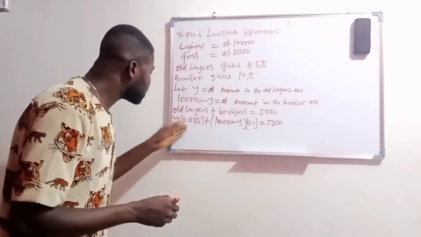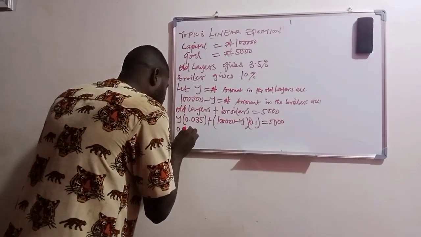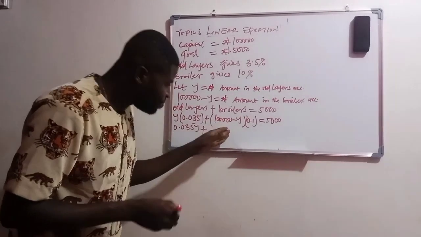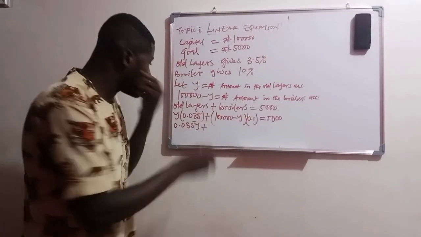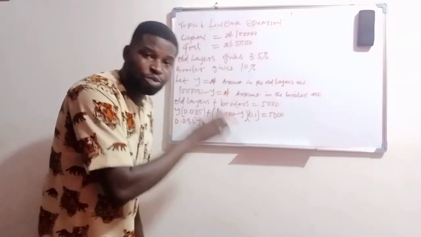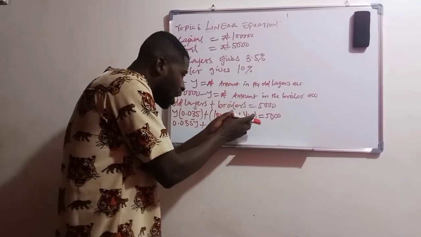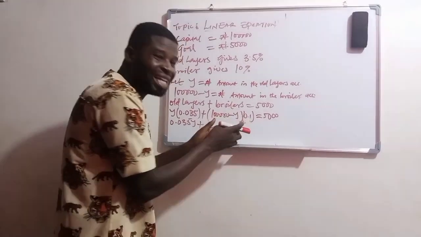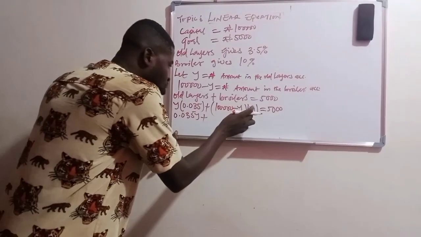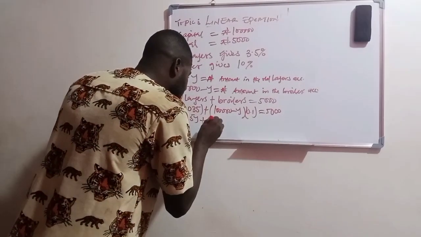We say y multiplied by 0.035 should give us 0.035y plus. Now, if you watch the bracket, we have 100,000 minus y. So in opening this bracket, you use 0.1 first to multiply this one, then come again and use 0.1 to multiply minus y. That is the expansion we are talking about. Let's do it together. 0.1 multiplied by 100,000 is equal to 10,000.